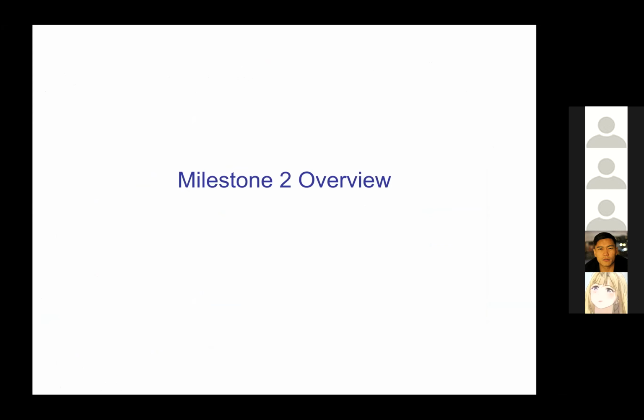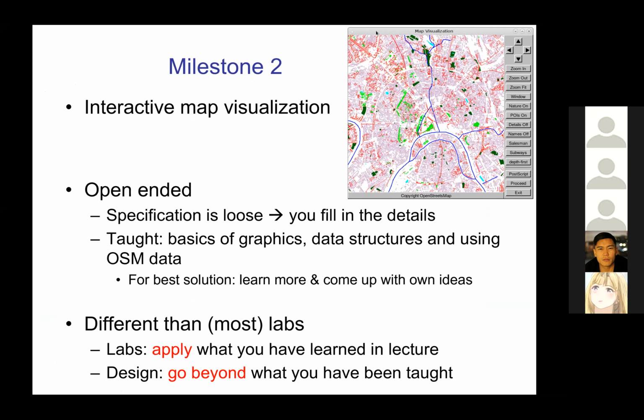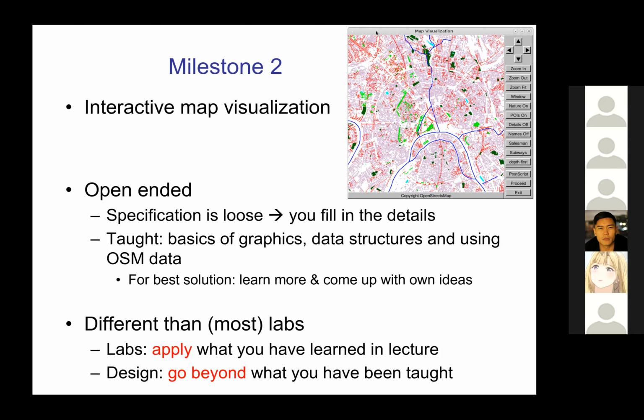Okay, so today we're going to talk about Milestone 2. Milestone 2 is about interactively visualizing a map. It's more open-ended than Milestone 1 was. The specification is loose. There are certain required features that you have to do, but there are some other things where, and exactly how you achieve those is more up to you.